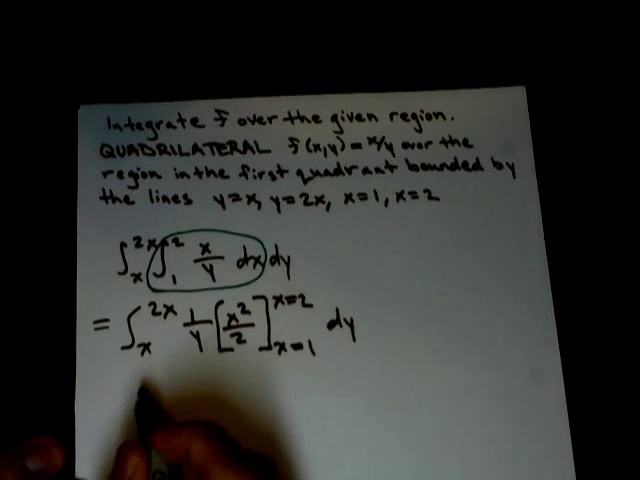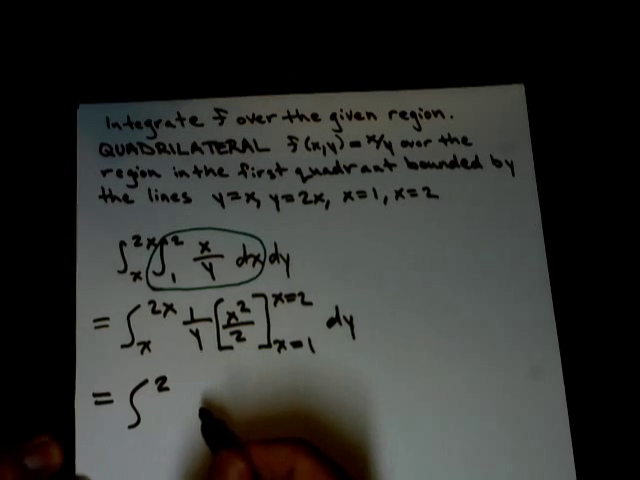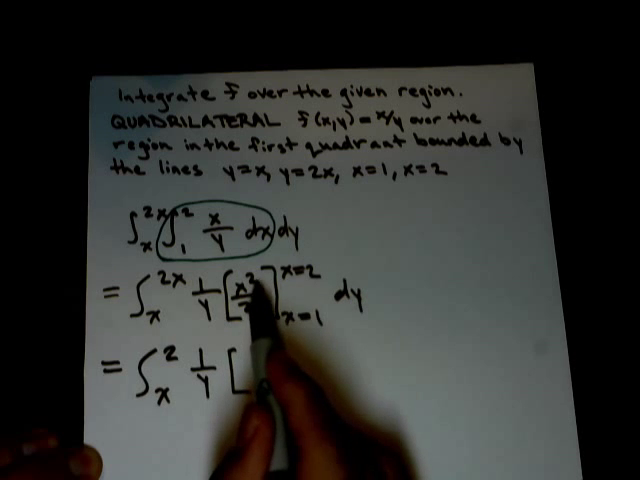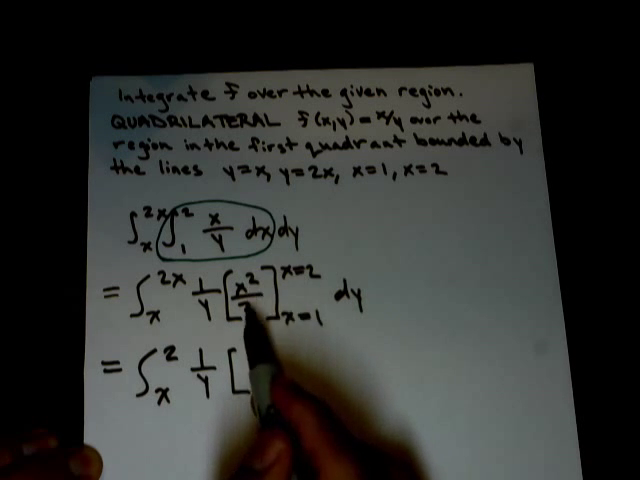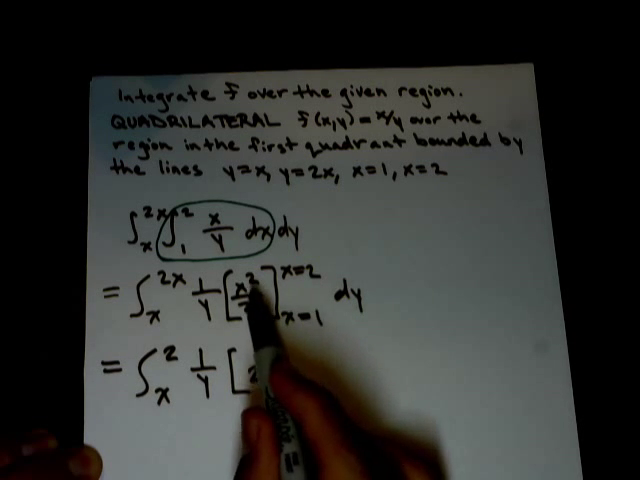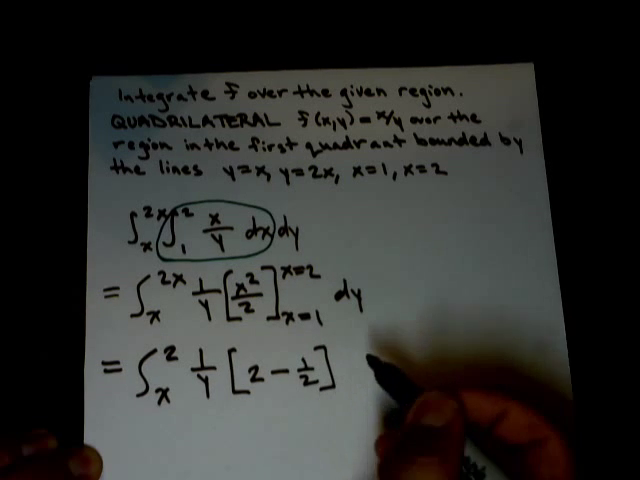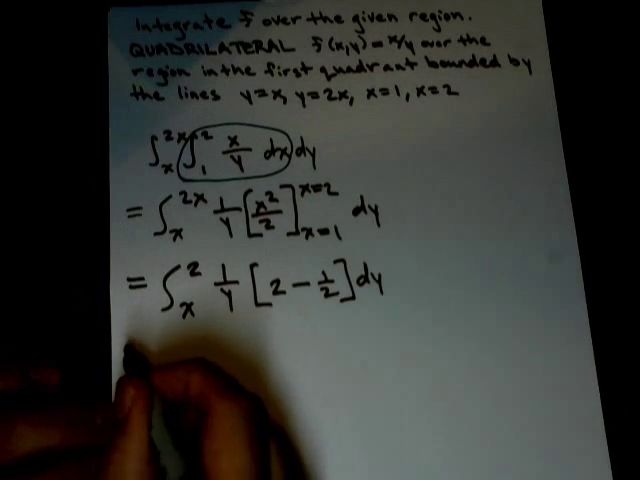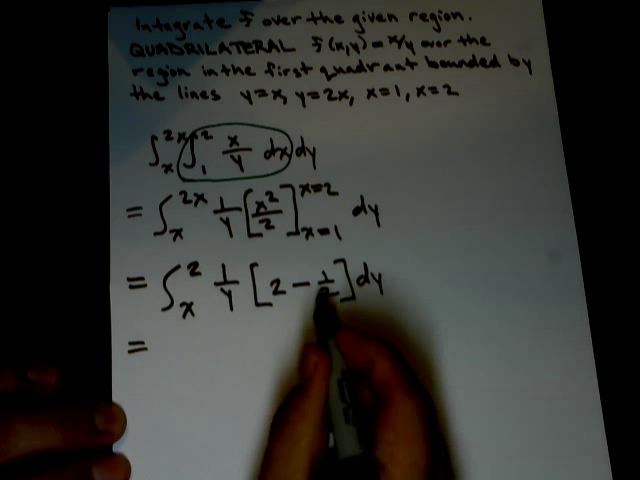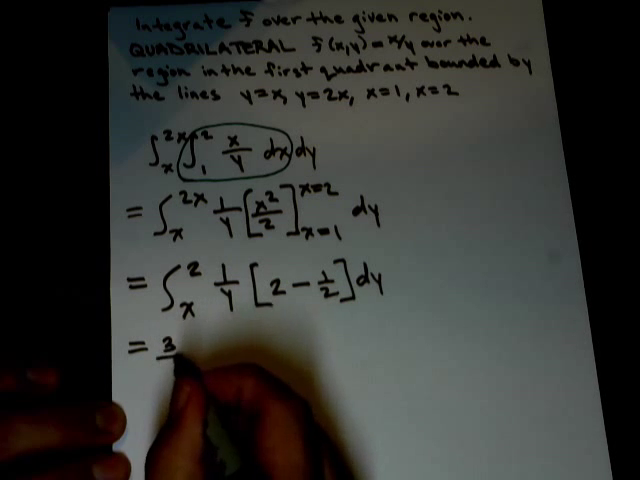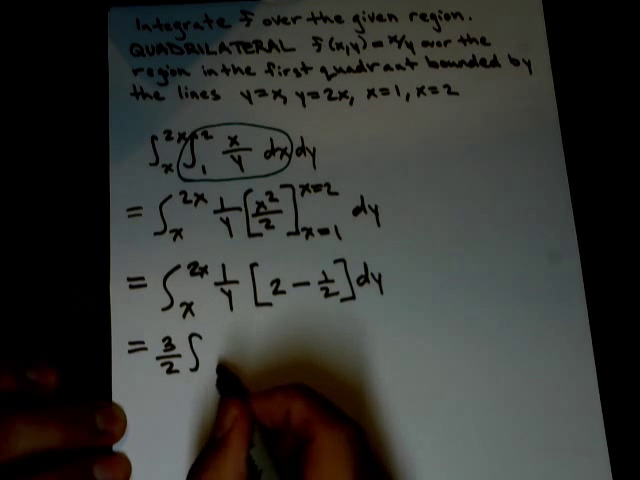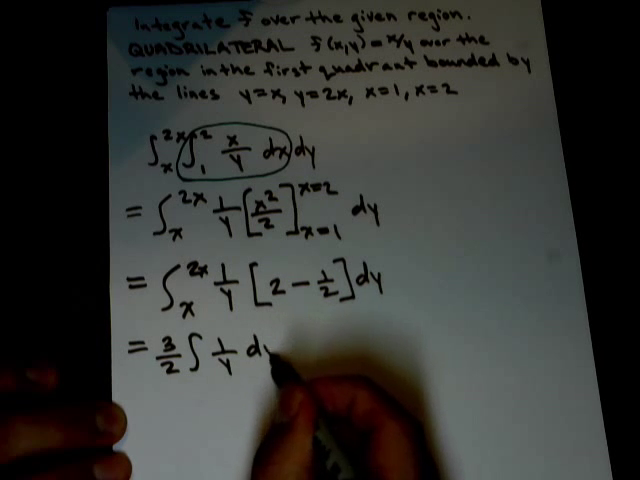Okay, so let's plug in these values. So x squared is going to be 4 divided by 2, that's a 2, minus 1 squared is 1 over 2, so that's 1/2, times the differential dy. And we get a 3/2 right here. It's a constant, so that can come out of our integral. There's the 2x here, and we've got 1 over y dy.